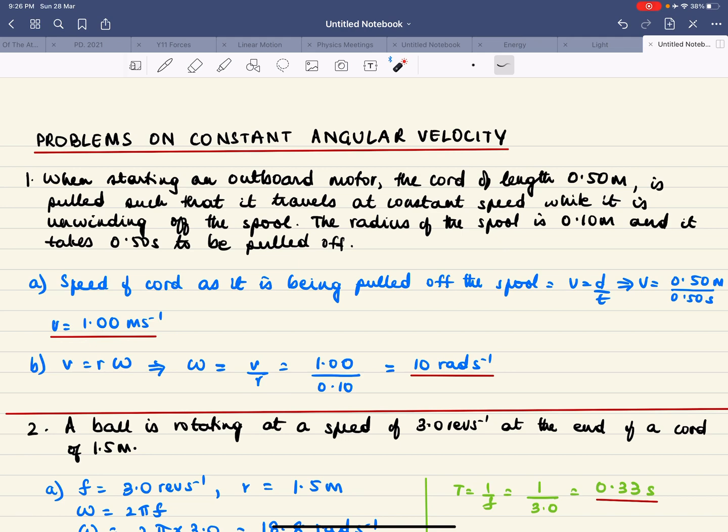And then the other one is to calculate the angular speed. The connection between linear speed and angular speed is v equals r omega, where r is the radius, or omega, our angular speed, is v divided by r. We just calculated the velocity to be 1. The radius is 0.10 meters. So when you divide that, you get the angular speed, which is in radians per second.